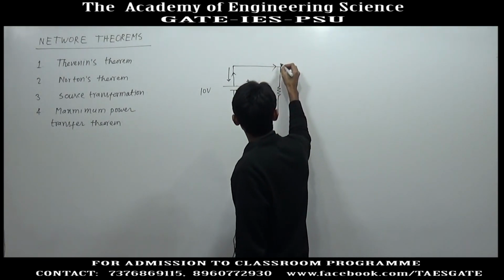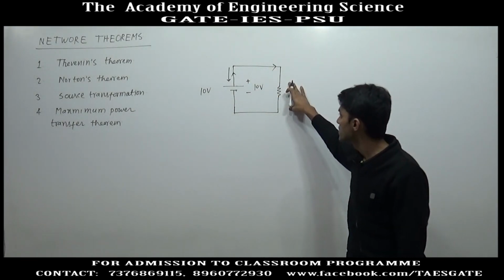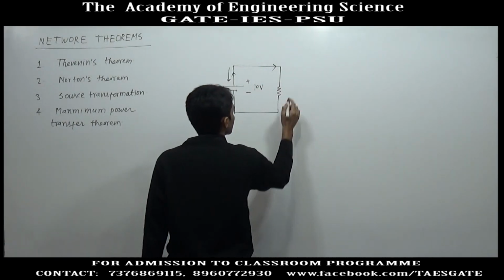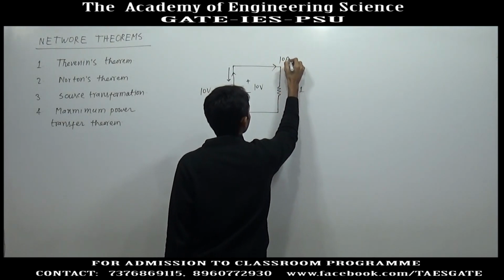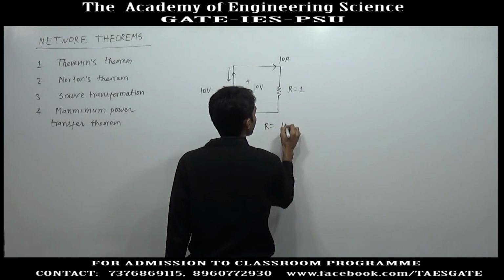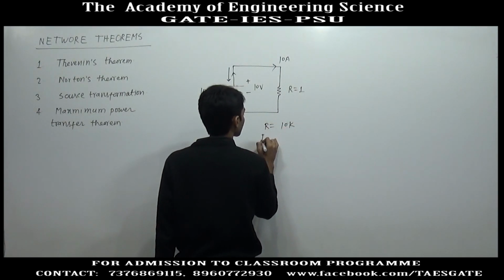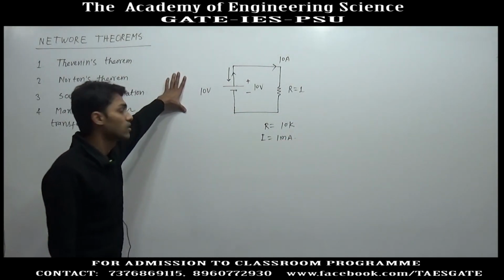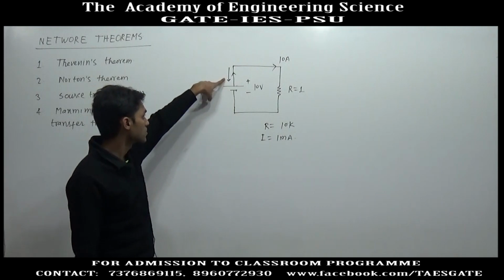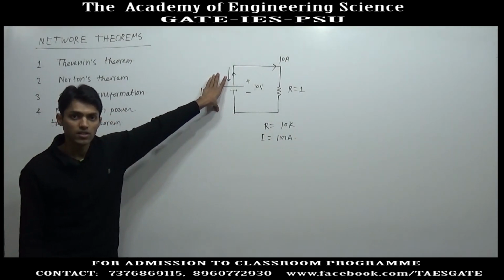If it is an ideal voltage source, it may supply any amount of current. It depends upon the load resistance. If resistance is 1 ohm, it may supply 10 ampere. If resistance is equal to 10 kilo ohm, the supplied current will be 1 milliampere. But in all cases, the voltage across the two terminals will always be 10 volt. This is only in case of an ideal voltage source.